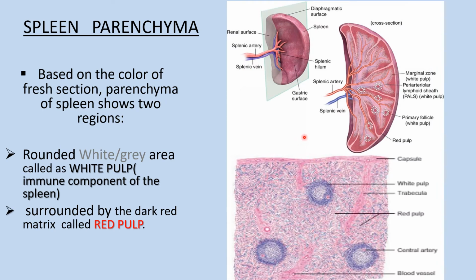The parenchyma, on the basis of the color of the fresh section, shows two different regions: the rounded white or grey pulp, which forms the immune component of the spleen, that is, the lymphocytes are present. The other is a dark red area, which is also called the red pulp of the spleen.